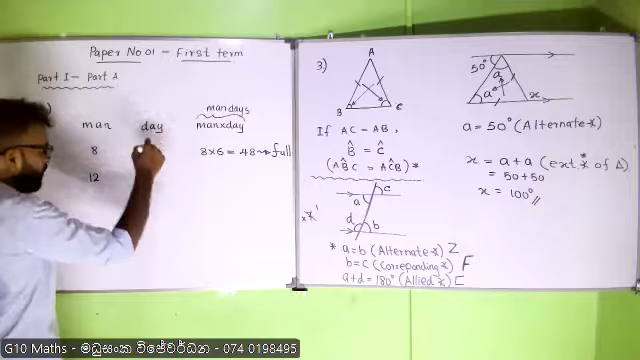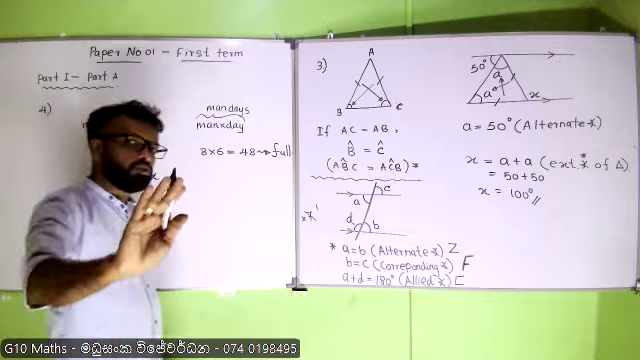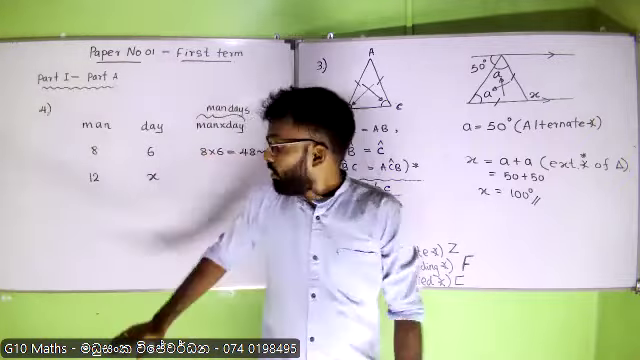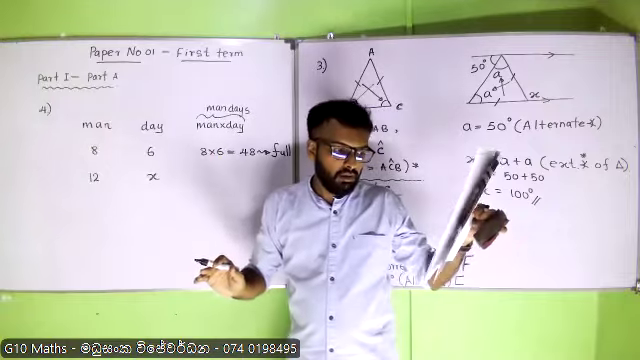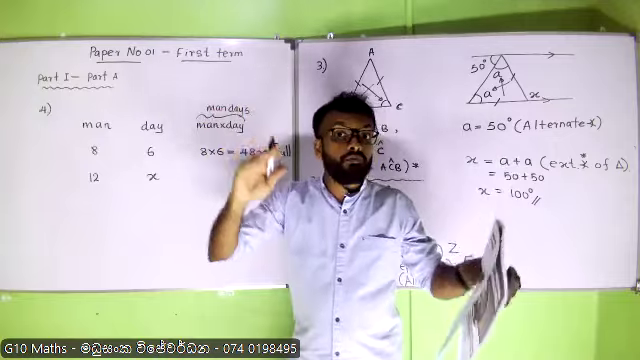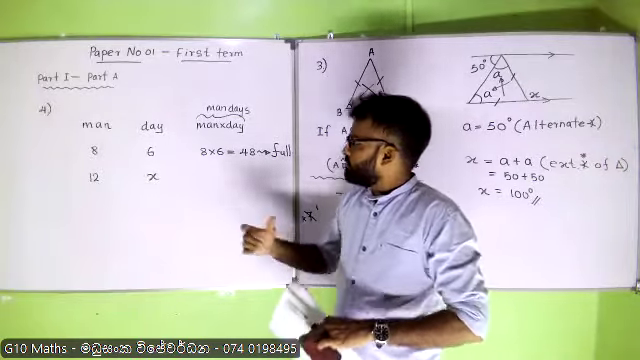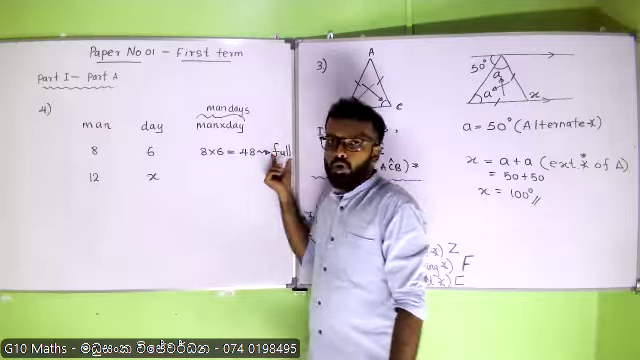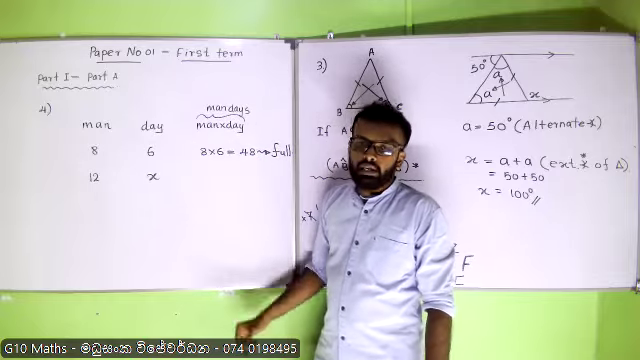We do not know the number of days, so we have to put it as x. I will take it as x because we have to find how many days will be taken to complete exactly half of that wall. So to complete the full wall, 48 man days will be taken.